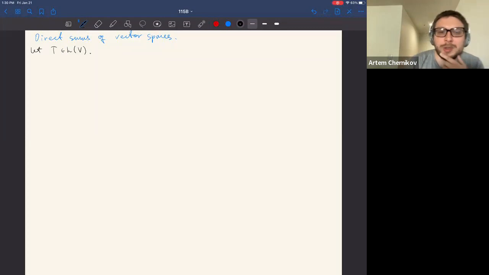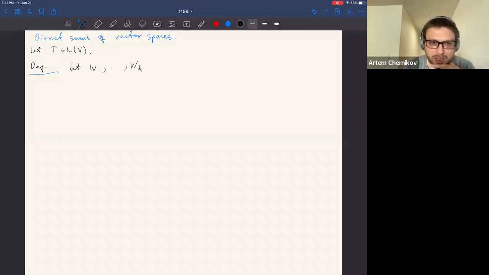Before that, we need to talk about what we mean by a space being given by a collection of smaller subspaces. So for this, let's talk about direct sums first, okay? So assume I have a bunch of subspaces, let's say W1, W2, etc., Wk. So let these be finitely many subspaces of a vector space V. Okay, so assume I'm given a bunch of subspaces. Then we're going to define the sum of these subspaces.